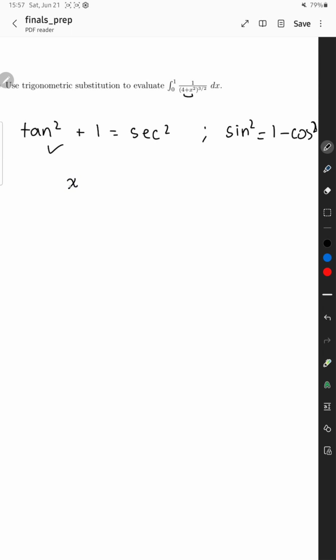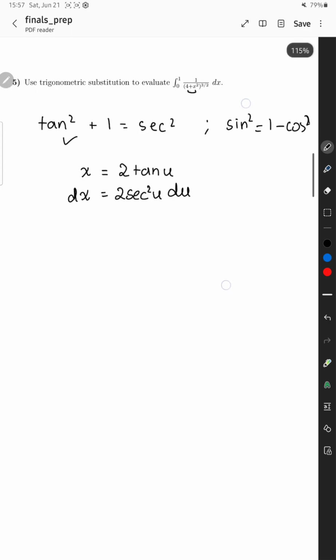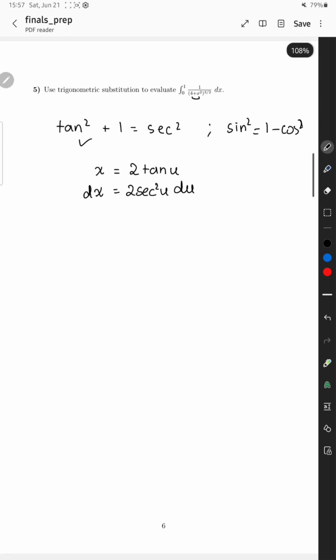Now you have to be tricky with this. X equals 2 tan u. You'll see this would fit quite well, because when you take the square you'll have 4, and then you can take a whole 4 common, and then you'll have 1 plus tan square u, so it solves the problem itself. So now dx would be 2 secant square u du. Now we can just plug in the values and see what happens.